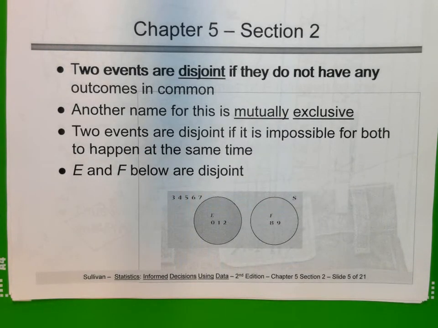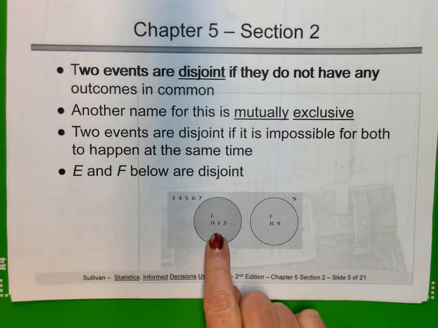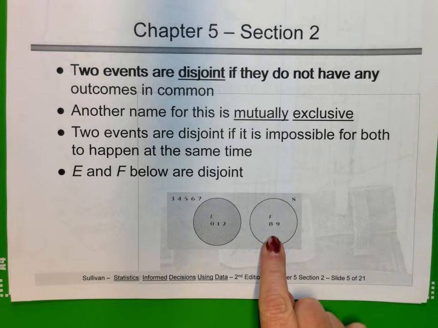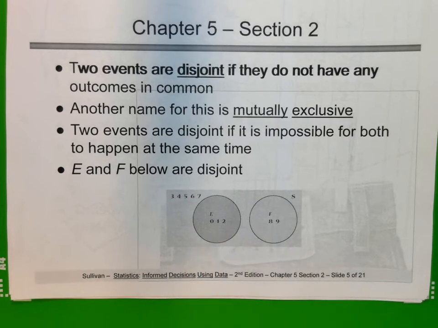Okay, two events are disjoint if they do not have any outcomes in common. So another name for that is mutually exclusive. Mutually exclusive and disjoint are the same thing. Two events are disjoint if it is impossible for both to happen at the same time. So E and F are disjoint. I can't have a number in E and a number in F at the same time because the numbers don't overlap in any way.